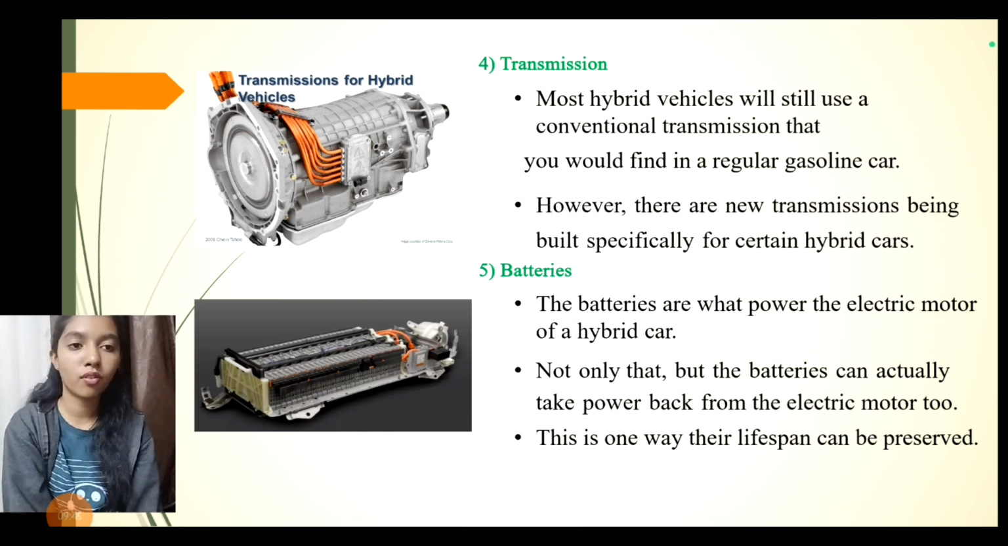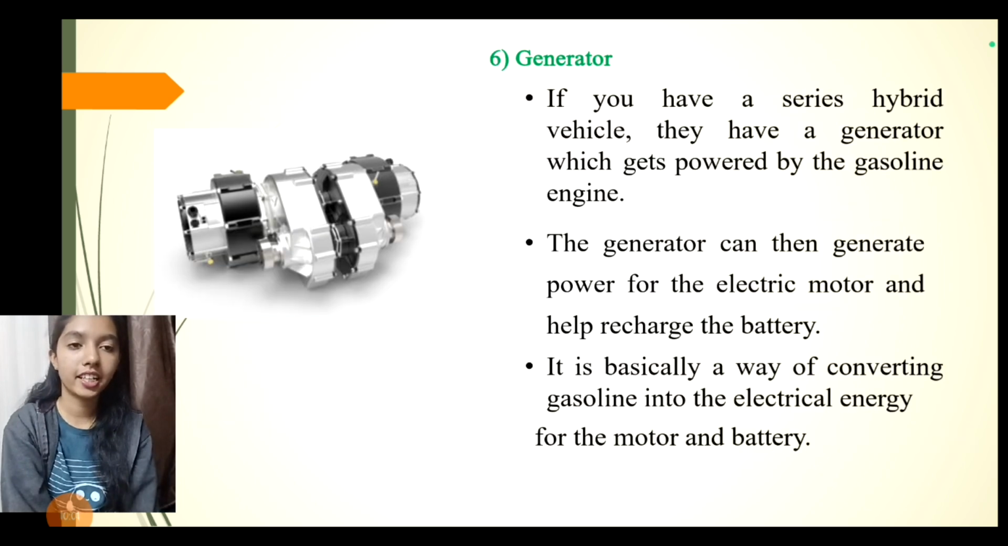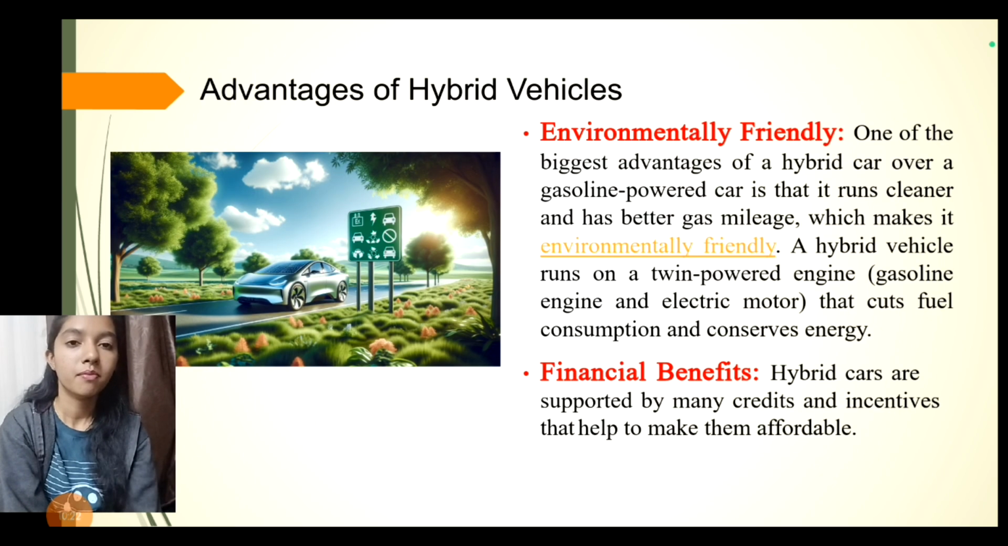Batteries. The batteries are what power the electric motor of a hybrid car. Not only that, but the batteries can actually take power back from the electric motor too. This is one way their lifespan can be preserved. Generator. If you have a series hybrid vehicle, they have a generator which gets powered by the gasoline engine. The generator can then generate power for the electric motor and help recharge the battery. It is basically a way of converting gasoline into the electrical energy for the motor and battery.